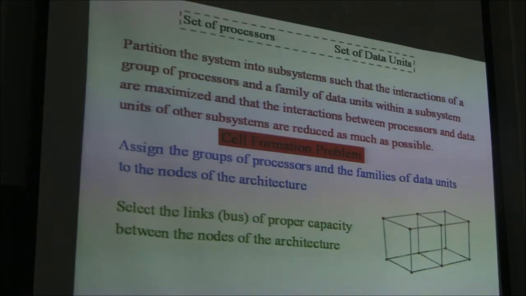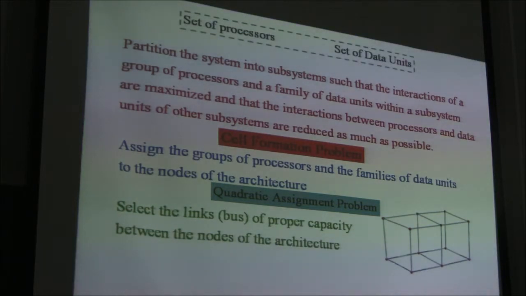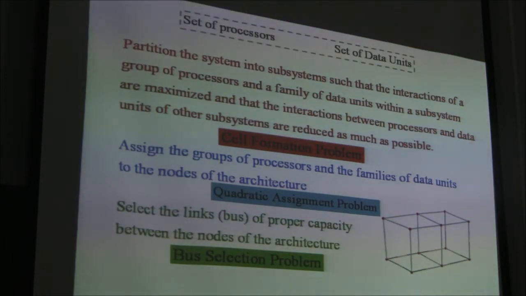The first one is related to what we call the cell formation problem, and that's the one that I will discuss today. The second one is referred to as the quadratic assignment problem. And for this problem, very good meta-heuristic procedures exist to solve it. And the third one we call the bus selection problem. In fact, it is related very much to the problem of identifying the links in an electric distribution system.